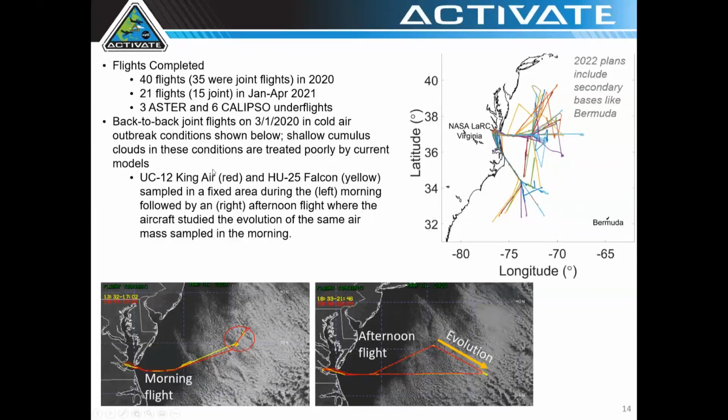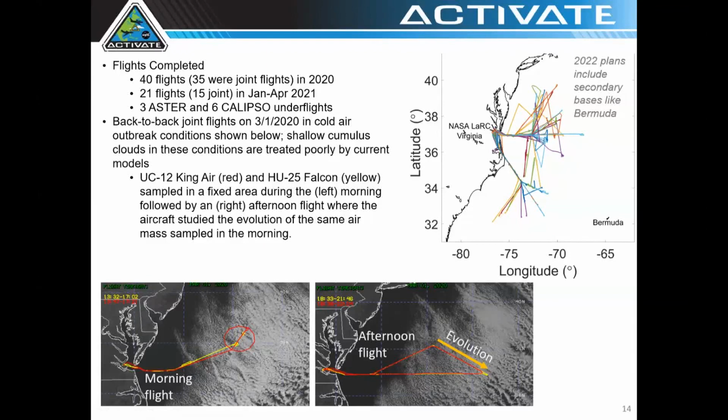Down here, I just show you an example of one particular day where we did back-to-back flights. This is in a cold air outbreak, which is marked by these characteristic cloud streaks that you see here. So in the morning flight, just as an example, the red trace is the King Air, the high flyer. So we fly out to an area of interest and the King Air did a big circle launching dropsondes. So we got about 11 around the periphery.